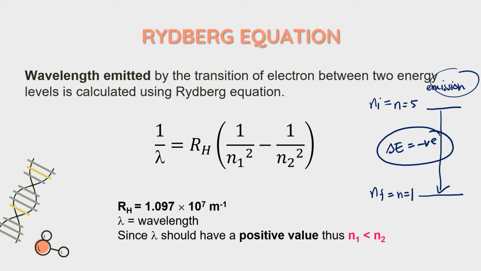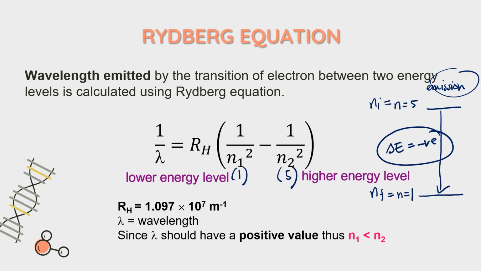So this is what we want in the calculation of delta E. But in calculating the wavelength, with this formula, we have to make sure that the value n1 must be the smaller value and n2 will be the bigger value. So according to this emission process, n1 is 1 and n2 will be 5. Why do we have to put the values in this order? It is because we want the value of the wavelength to be positive. Wavelength must be a positive value, so n1 must be smaller than n2.